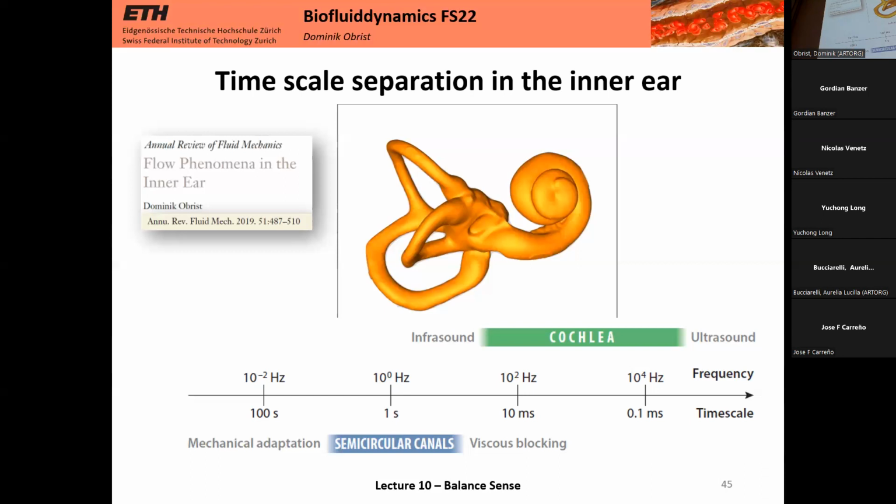Okay, so this closes this lecture. Closes also our discussion on the inner ear.